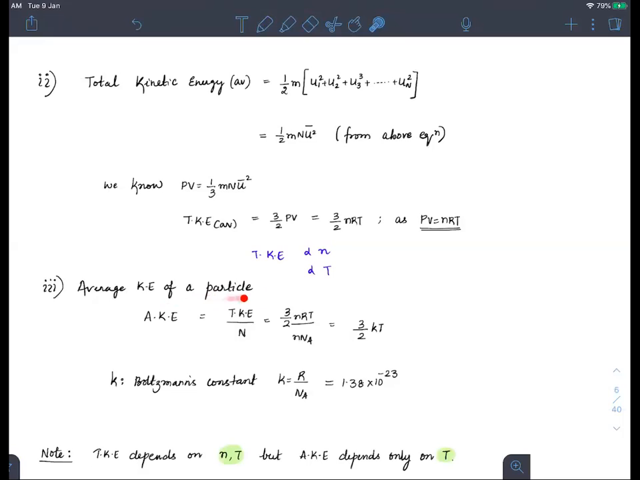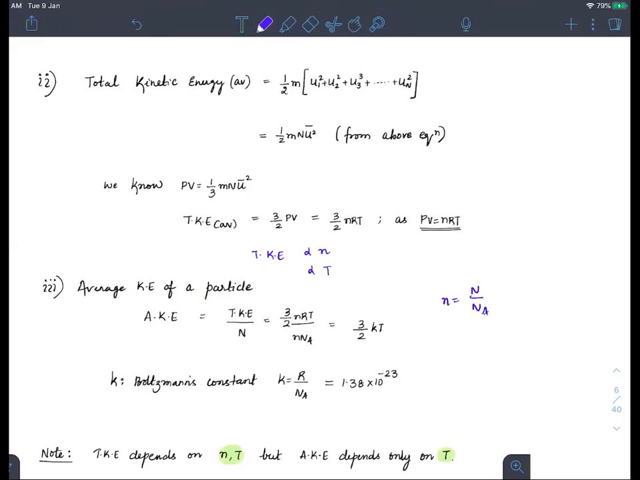Now, if you see average kinetic energy, it is the total kinetic energy divided by the number of particles, because if you have some 100 value as the total kinetic energy and you want to find out per molecule, you just divide it by the total number of molecules, correct? So if you have n number of molecules, total kinetic energy by n will give you average kinetic energy. This average kinetic energy is of one particle, okay? So that will be 3 by 2 nRT divided by the number of particles. Number of particles I can write as n into Na, because number of moles we can write as n by Na.